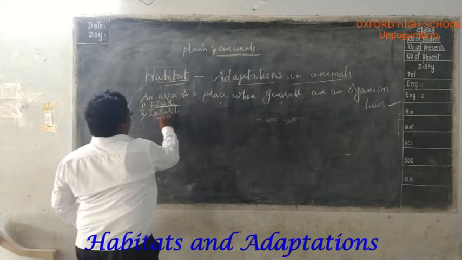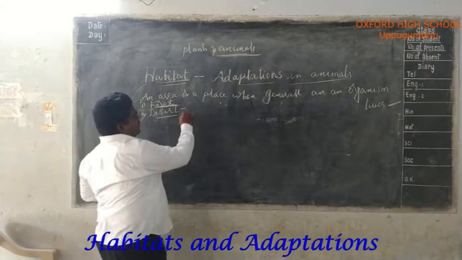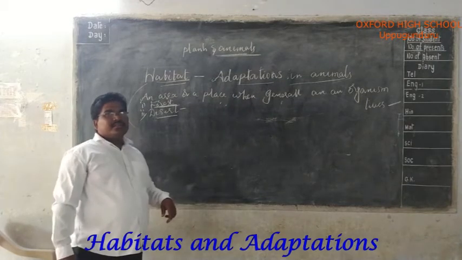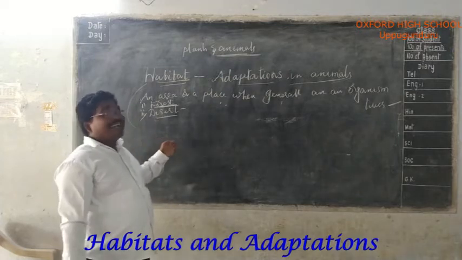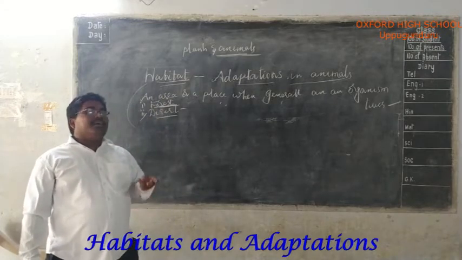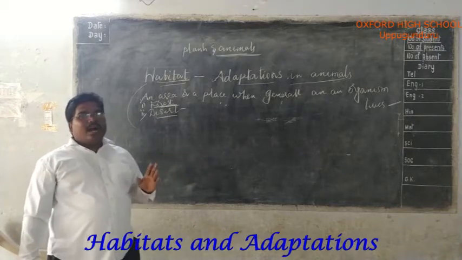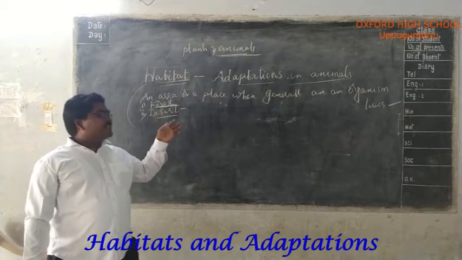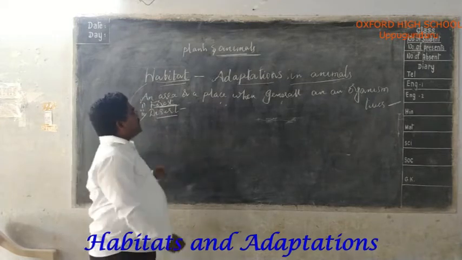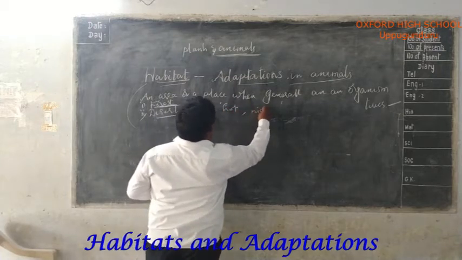Now I am going to explain another habitat, that is the desert. Deserts are dry areas which get very little rainfall or no rainfall. Most days, during the daytime it is too hot, and at night it is cold.